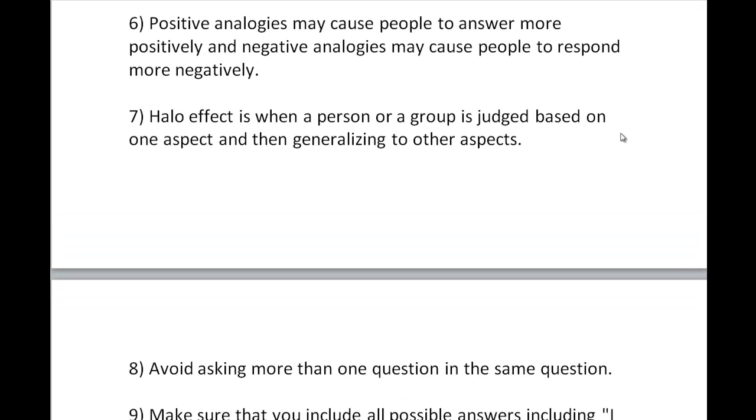Number 6, positive analogies may cause people to answer more positively. Negative analogies may cause people to respond more negatively. So a positive analogy would be something like, I'm not even thinking of a positive analogy.